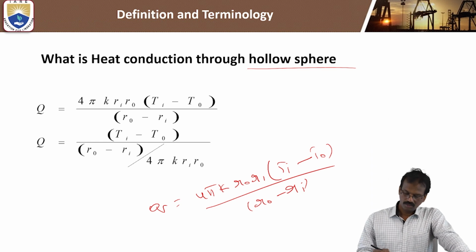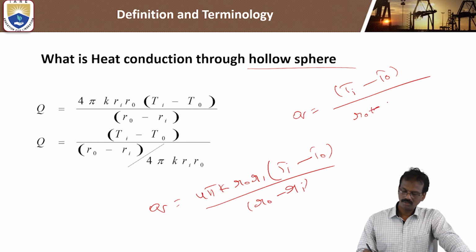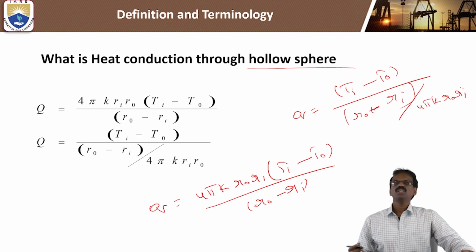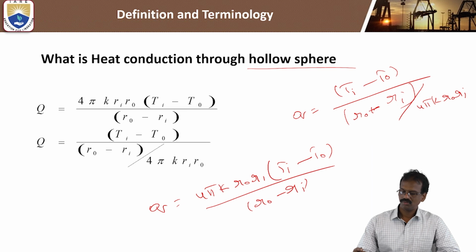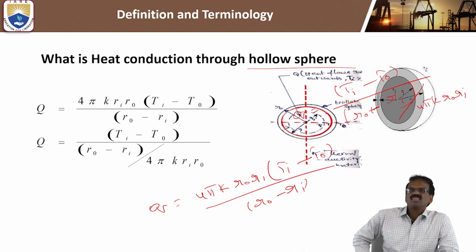Here also you can write the electrical analog formula. Q is equal to the temperature difference Ti minus T naught, divided by R naught minus Ri over 4 pi K R naught Ri. So you can add more layers. The first one is the initial one, then R2 R1, next R3 R2, like this. This way you can find out heat conduction through hollow spheres. So these are the formulas.